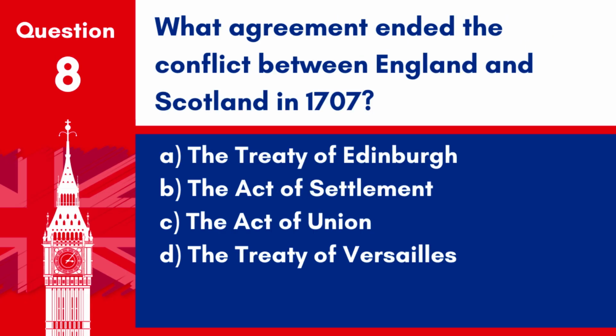Question 8. What agreement ended the conflict between England and Scotland in 1707? A. The Treaty of Edinburgh. B. The Act of Settlement. C. The Act of Union. D. The Treaty of Versailles. Answer: C. The Act of Union. This agreement in 1707 ended the conflict by uniting England and Scotland into a single kingdom.